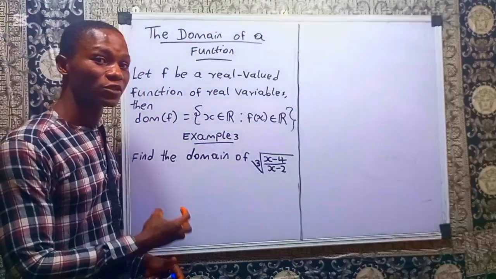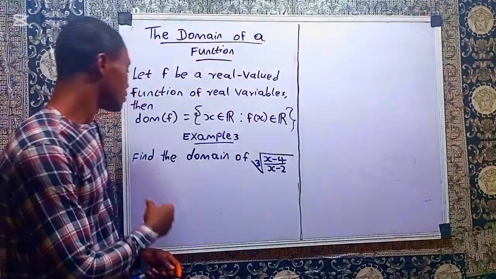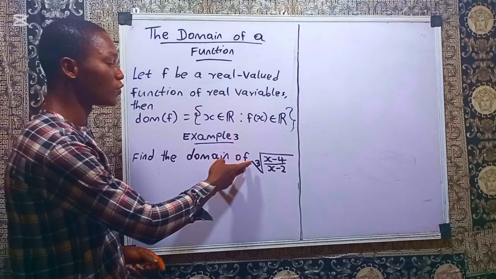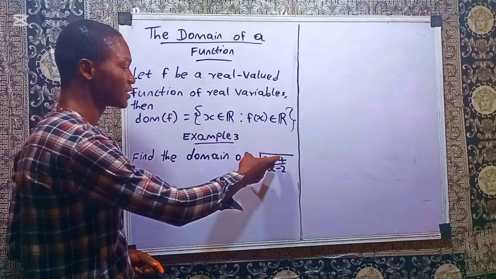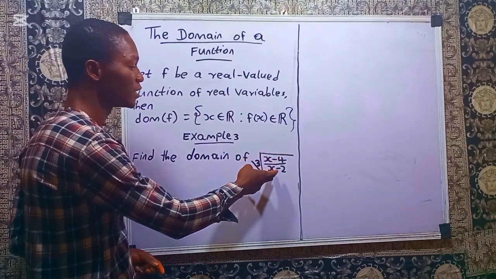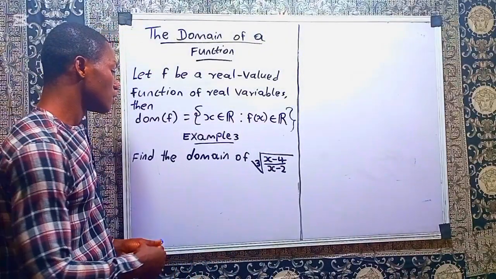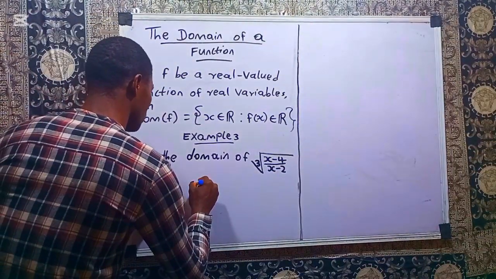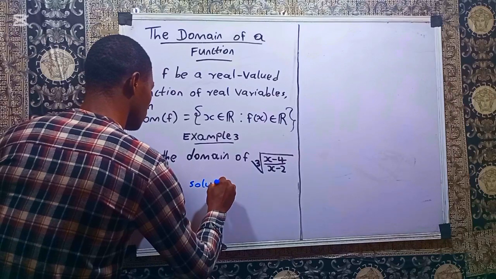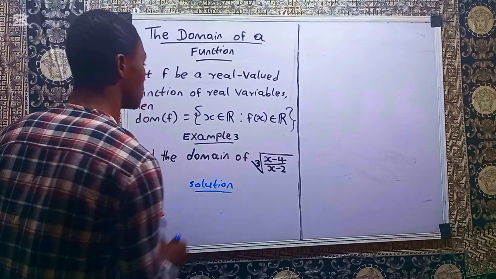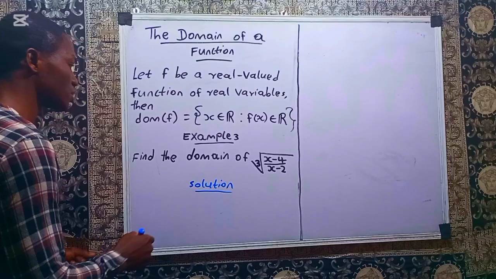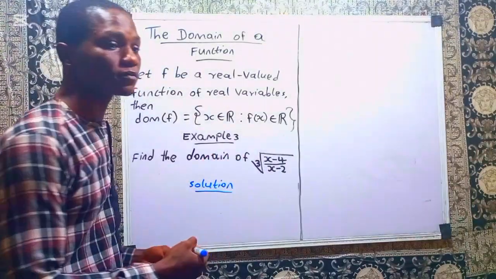So we'll look at this third example we want to consider. They ask us to find the domain of third root of x minus 4 divided by x minus 2. So this is what they ask us to find. So we start with the solution. So what is given to us is this function, right?